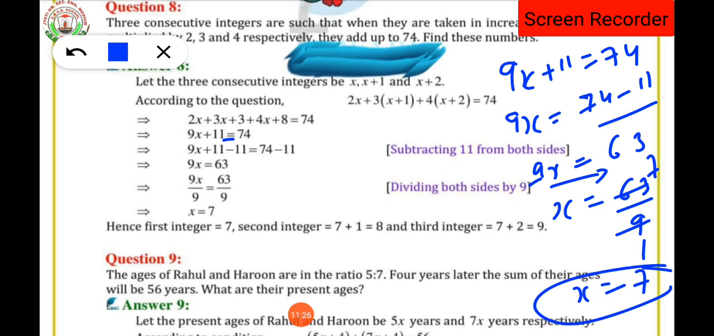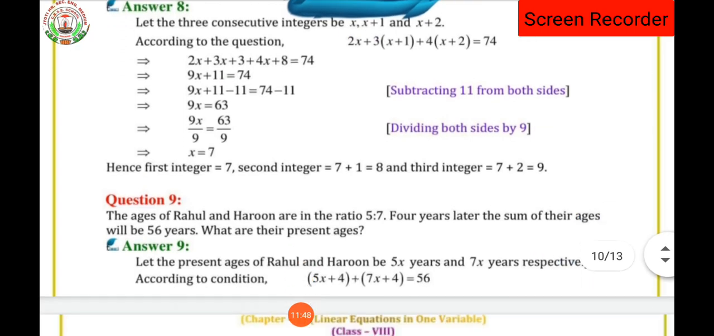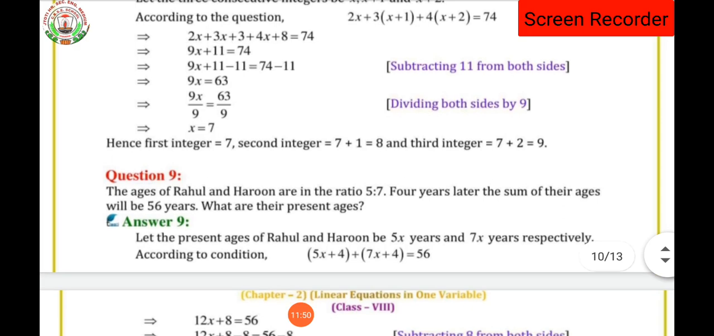So what value of x did we get here? That is x is equal to 7. So what is the first consecutive integer? x is equal to 7. The second consecutive integer is x plus 1, so 7 plus 1 is 8. And the third consecutive integer is x plus 2, that is 7 plus 2 will be 9. Clear? Now let's see the ninth question.